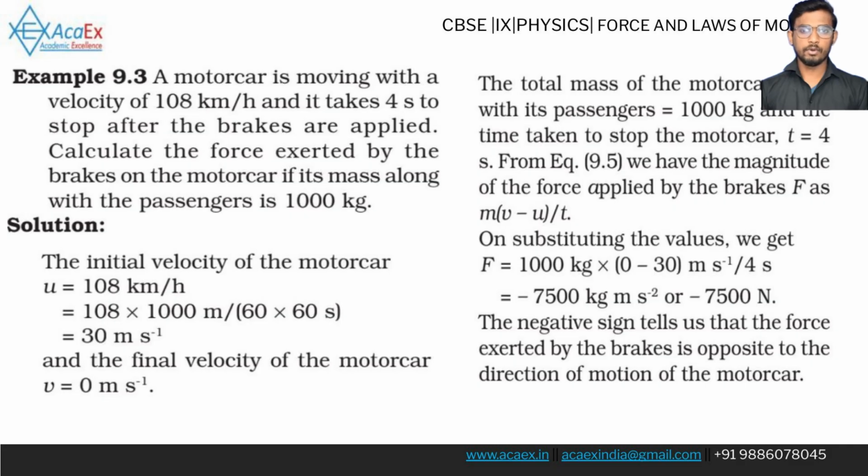A car moving at 108 kilometers per hour stops in 4 seconds. Mass equals 1000 kilograms. Find braking force. Convert speed: 108 kilometers per hour equals 30 meters per second. F equals m times (v minus u) divided by t equals 1000 times (0 minus 30) divided by 4 equals minus 7500 newtons. Negative sign means force opposes motion.